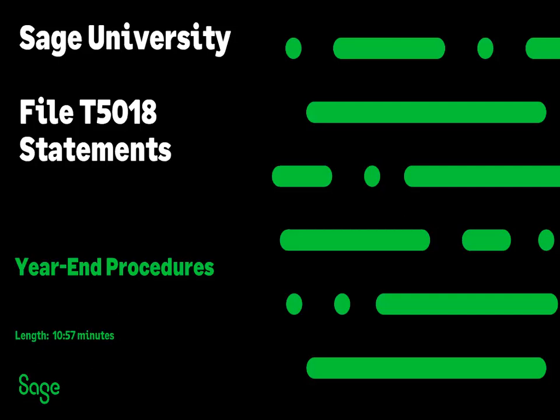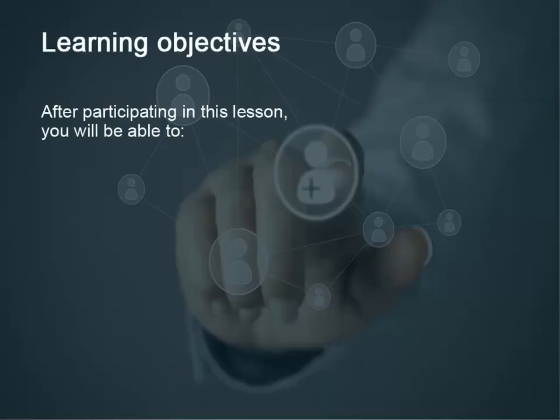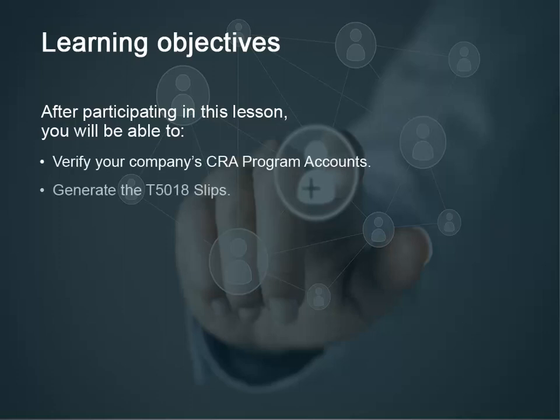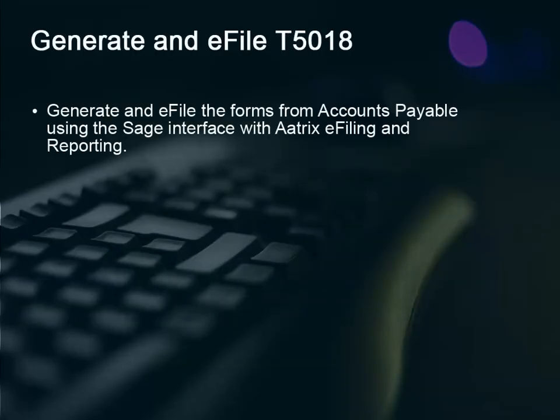Ready to start producing your T5018s? Before you start producing your forms, you'll want to make sure that all the appropriate information is included on them. Watch this lesson to learn how information is populated on the T5018 form and about the process of creating and submitting these forms. By the end of this lesson, you'll be able to verify your CRA account number and then generate your T5018. Accounts Payable lets you generate and e-file the T5018s and related slips through Atrix.